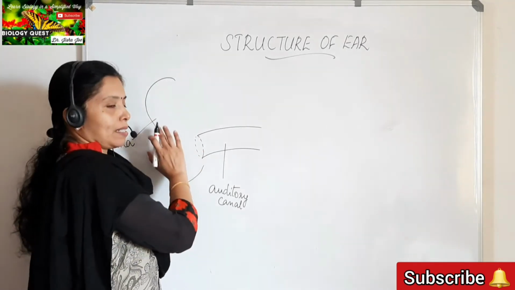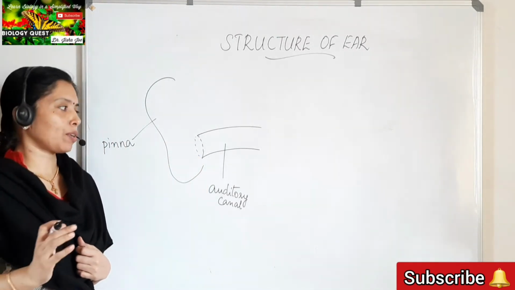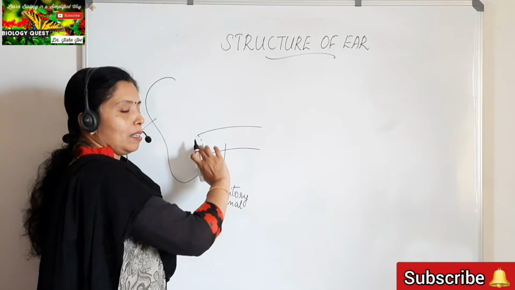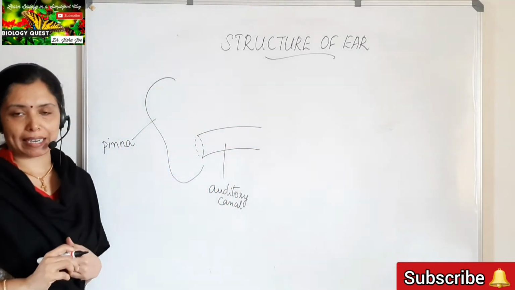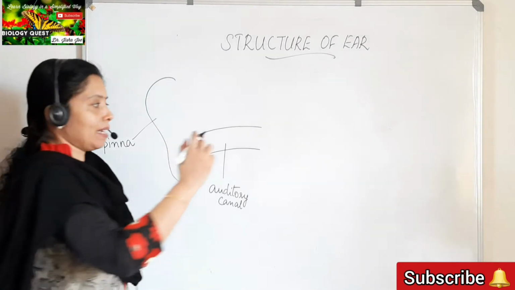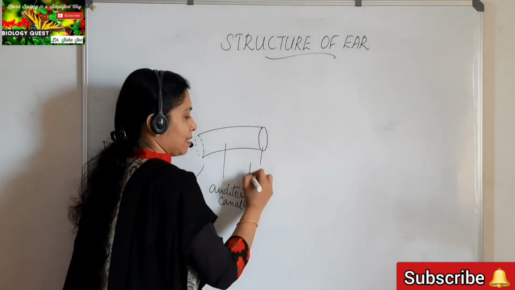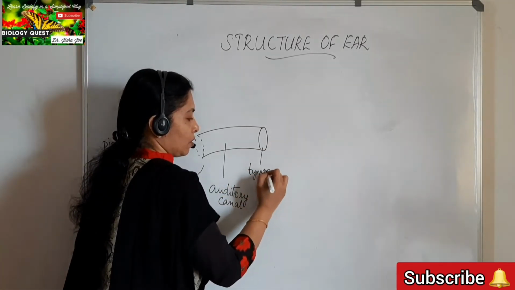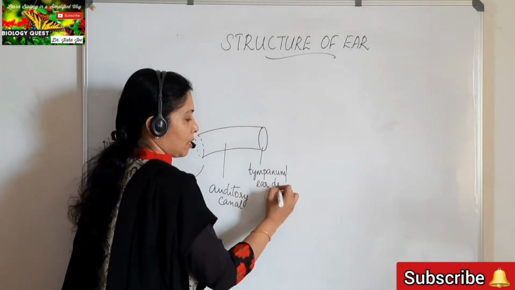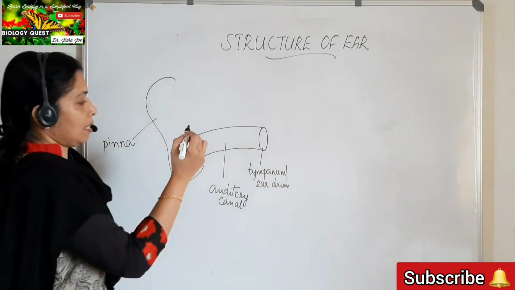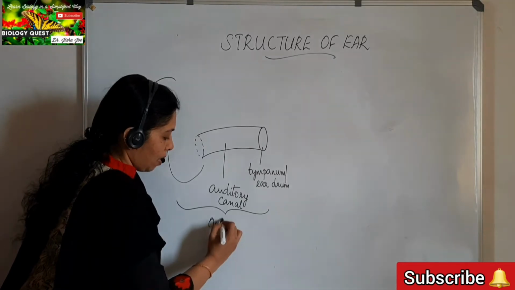Okay, so that is the pinna, which is a part of the outer ear. The pinna has an opening which leads into a canal which is called as the auditory canal, and the auditory canal leads to a membrane that is called as the tympanum or the eardrum. So these are the different parts of the outer ear.